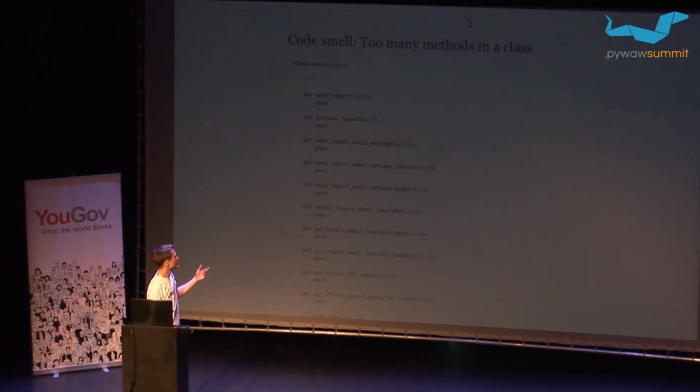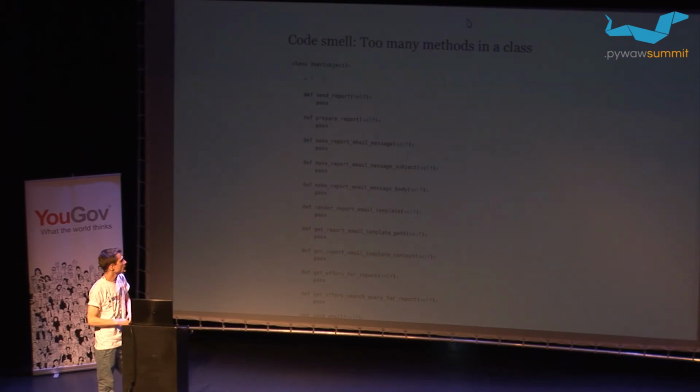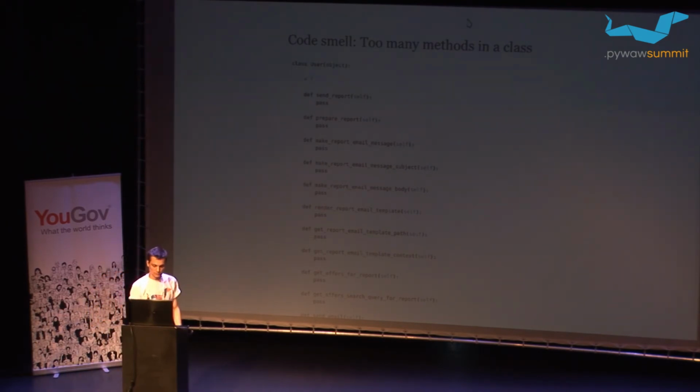As you can see, there's another code smell. We have a long name of a function: make, report, email, message, subject. We need these 3 words: report, email, and message, just for the context, because the user is not responsible for sending emails. So we have to define it in the method name. If we had just email preparator, we would have just make subject.